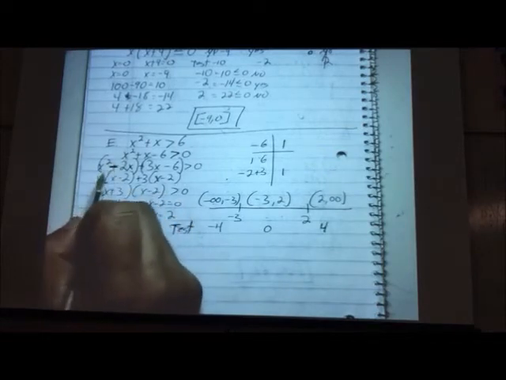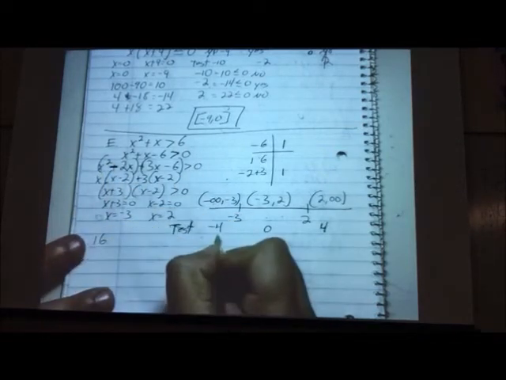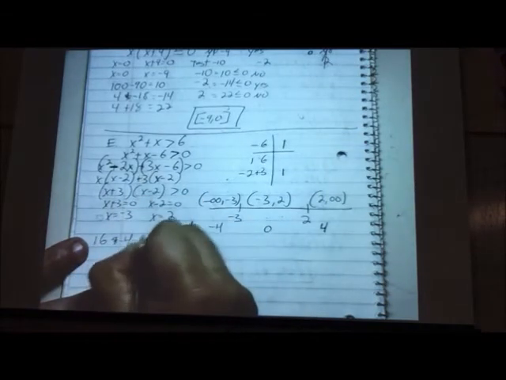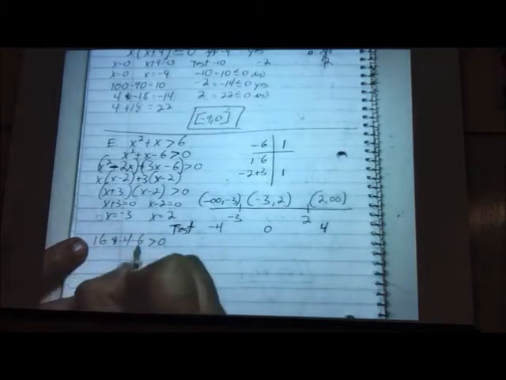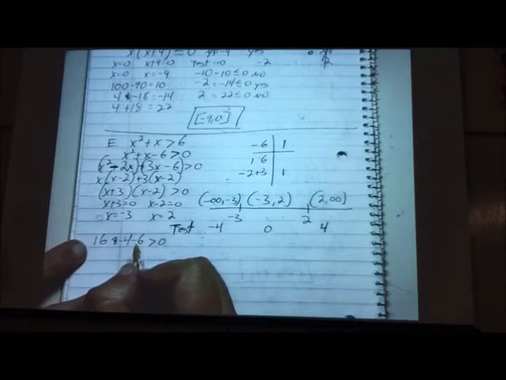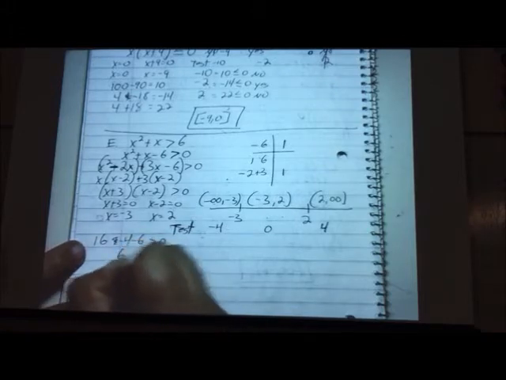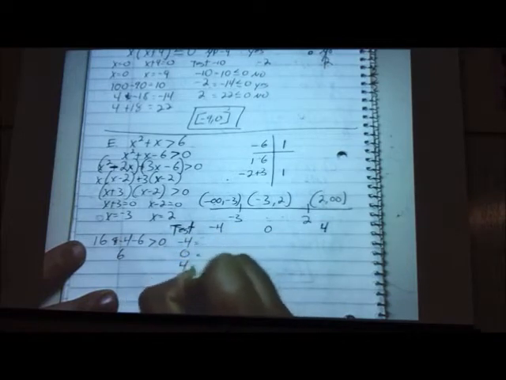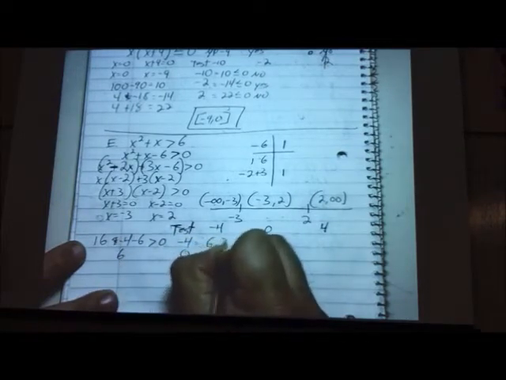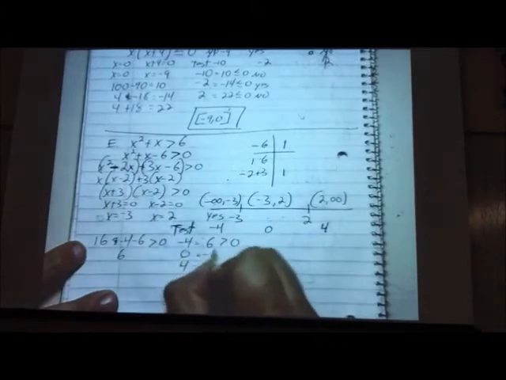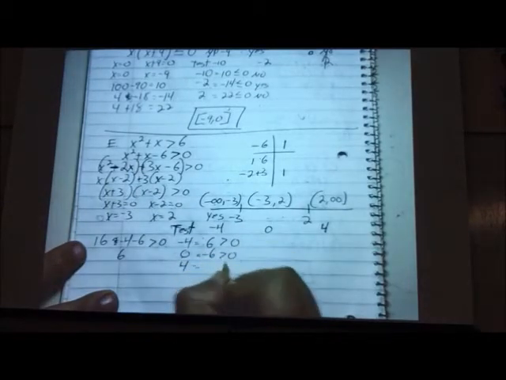Negative 4 times negative 4 is 16. Plus negative 4, minus 6 is greater than 0. Negative 6 and negative 4 is negative 10. Negative 10 plus 16 is 6. Is 6 greater than 0? Yes. The next one is 0. 0 plus 0 leaves us with negative 6. Is negative 6 greater than 0?